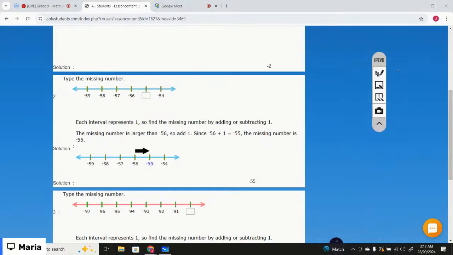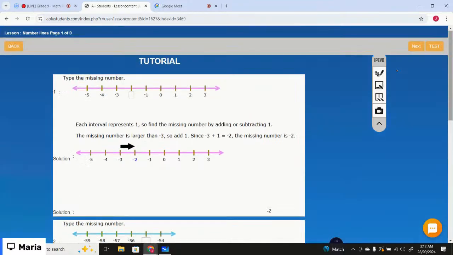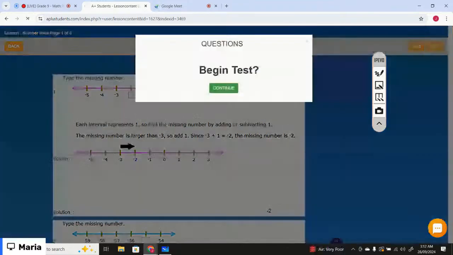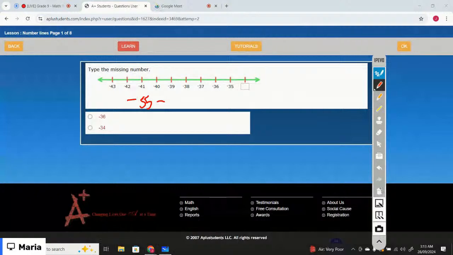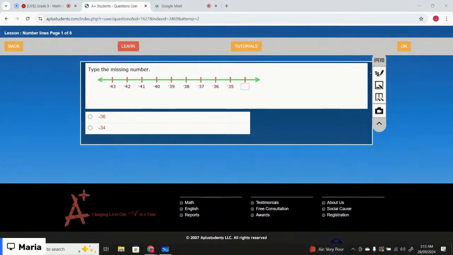Okay, you can complete the lesson by yourself later today. Let me just start with the test questions. Type the missing number. So which number is missing? The numbers are decreasing. So after negative 35, you have negative 34. So the correct option is negative 34. Option number 2 is the correct option. That is negative 34.